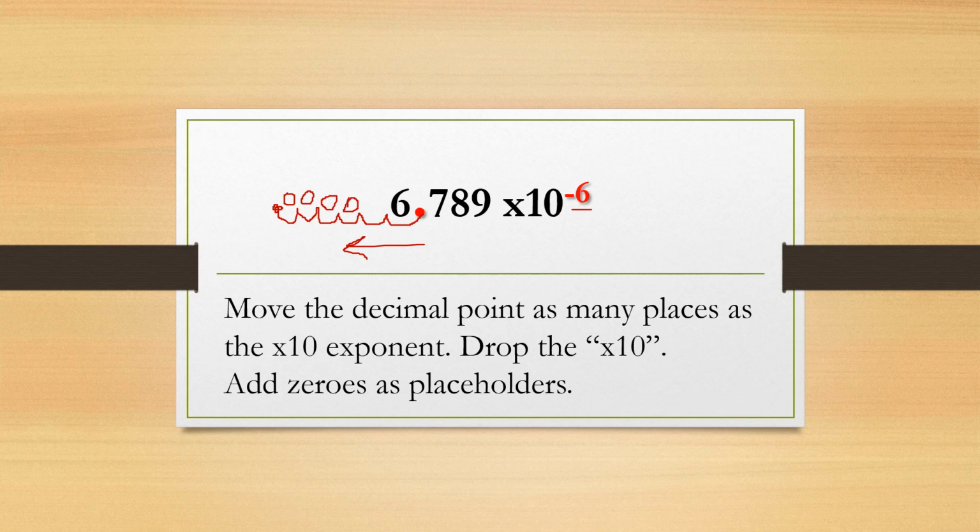Sorry, I'm writing with a mouse pad. Okay, so we have 0.000006789, and then the decimal is no more, and then we lose the 10 to the negative 6 because we moved the decimal. And then we just write a courtesy 0 in front of that decimal, just because it looks really funky if a number begins or ends with a decimal. You got to have a 0 on the other side of the decimal.